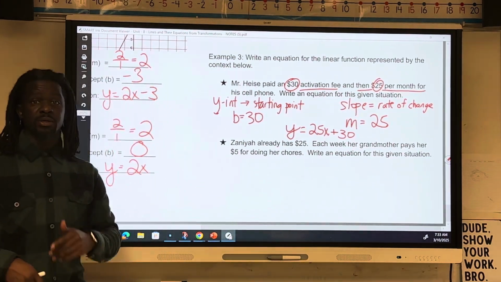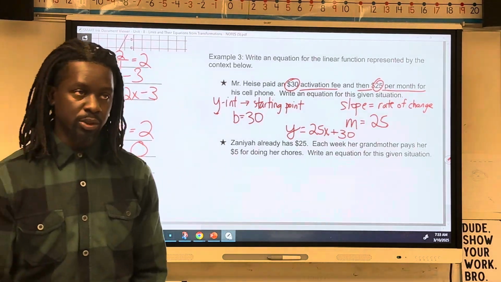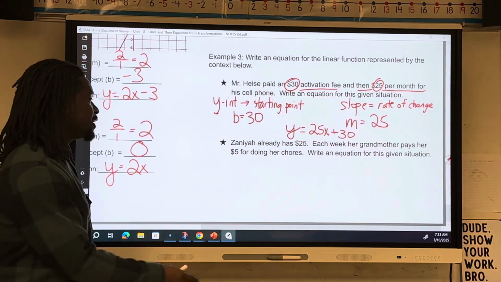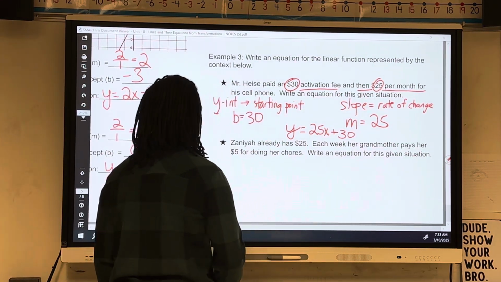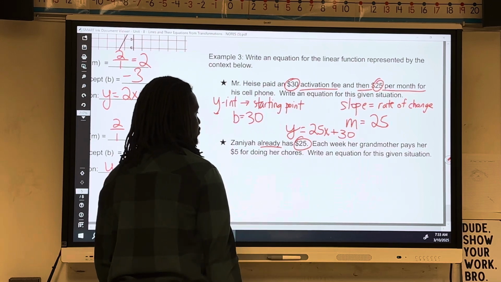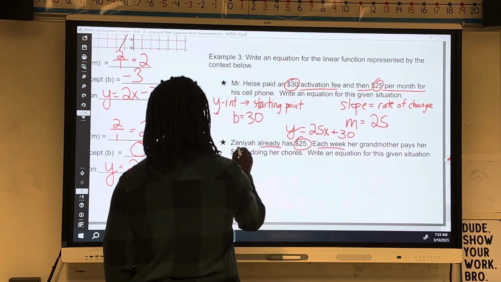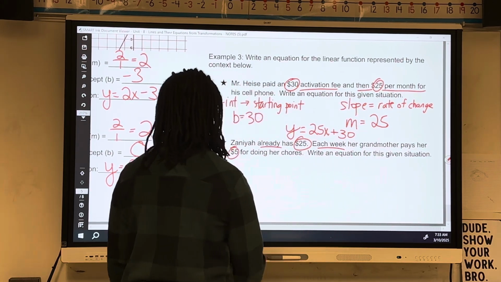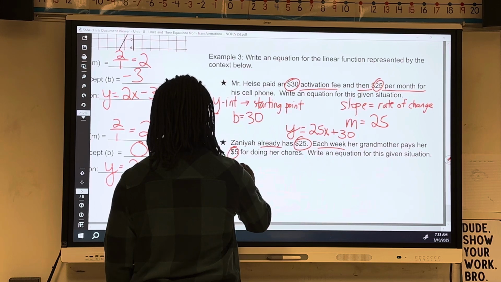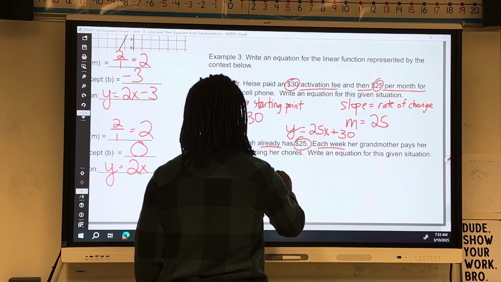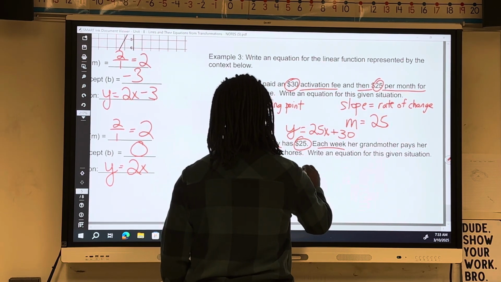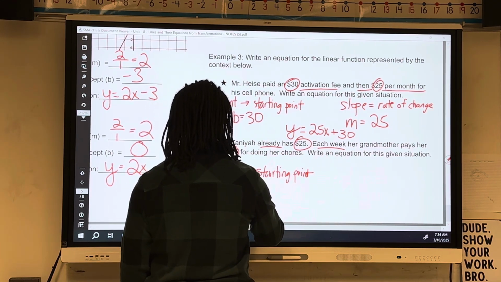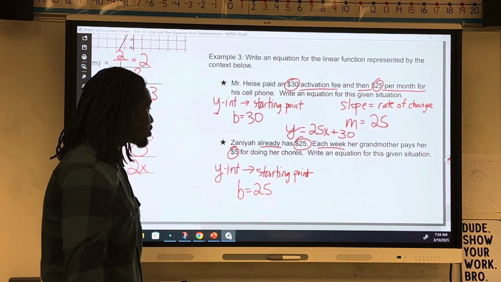So, hey, you go ahead and pause it, see if you can do this last one on your own. Zanaya already has $25. Each week, her grandmother pays her $5 for doing chores. So she already has $25. Write an equation for this situation, right? So the y-intercept is our starting point, okay? And that is the $25. So b equals 25. That is where we're starting, okay?